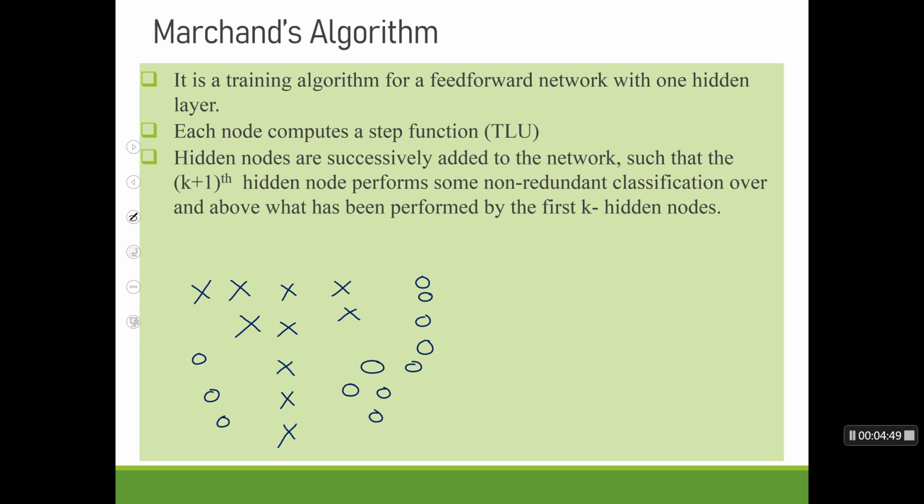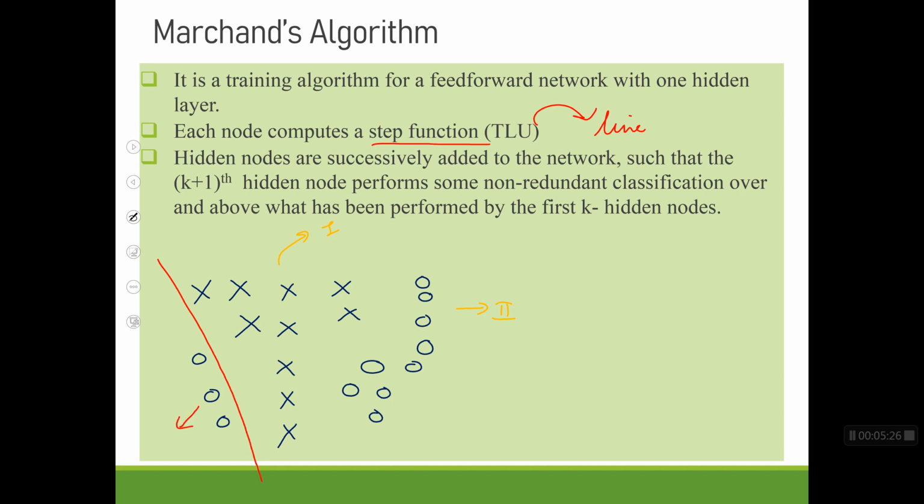Now I have shown some patterns in the pattern space, and I want to perform classification of these patterns. There are patterns from two different classes, so this can be, say, class 1 and this can be class 2. I would have a neuron performing this classification. A neuron with a step function represents a line, so I can use a line to classify.